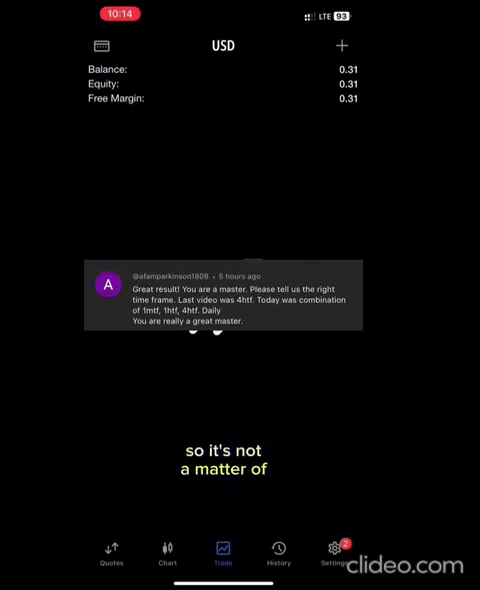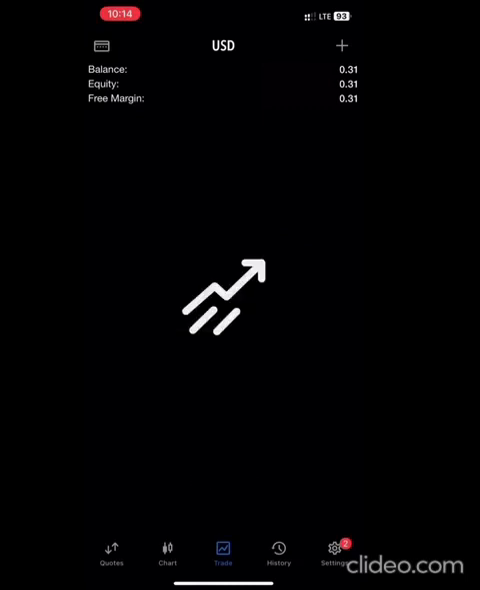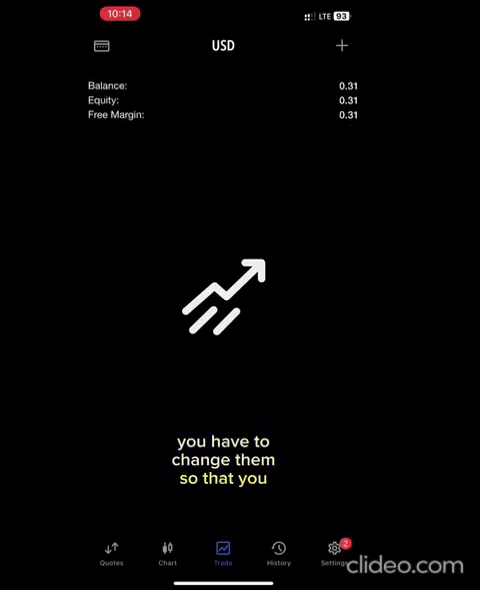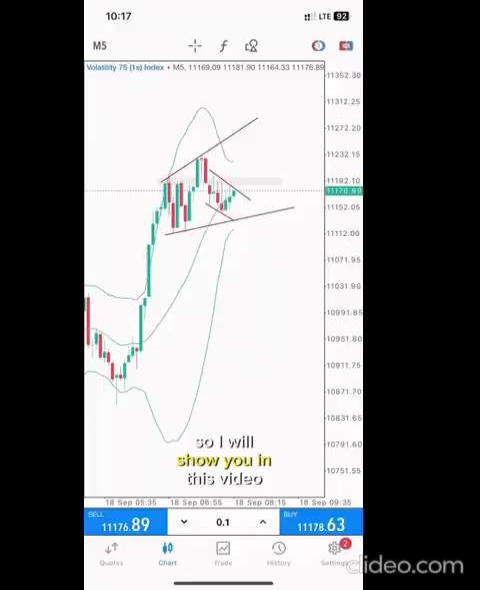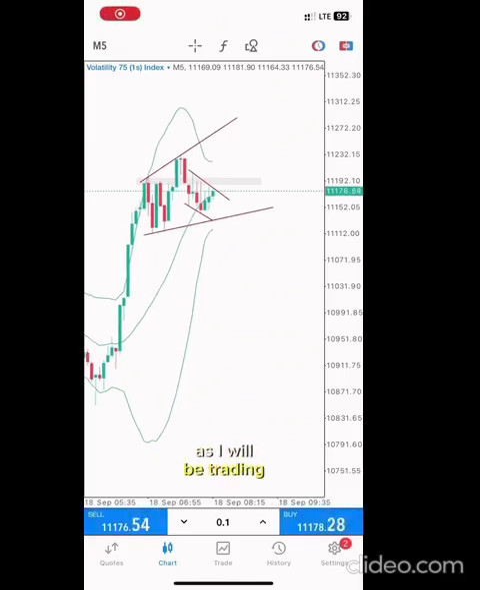So it's not a matter of trading only one time frame, let's say the daily. You only trade the daily? There's no such thing as that. That's not trading. The thing is that when you have a great trade, let's say I found it in 1 hour, I will have to confirm it in the other time frame to make sure that I can get a sharp entry. You don't just trade one time frame only. You have to change them so that you can see. So I will show you in this video as I will be trading.